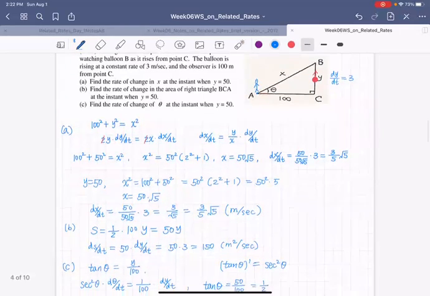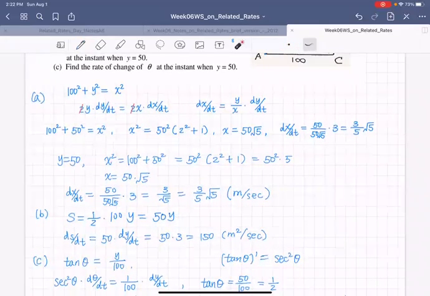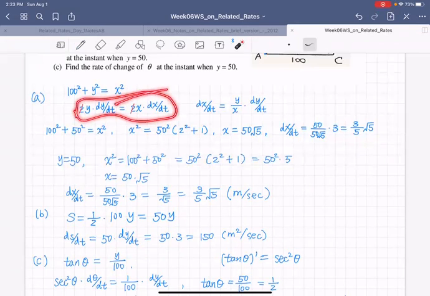Right. So next, the ds over dt. ds over dt will be 50 times dy over dt, correct? And we already have the dy over dt, which is 3, right? So we plug in 3, so this is 150, correct? Question A, as long as you can figure out the Pythagorean theorem and do the derivative on both sides and then plug in, no problem.